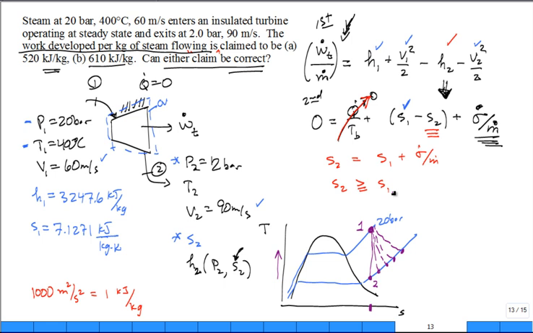So you substitute in here, say that's going to be 7.1271. And then you go take a look. I'll pause right here, and I want you to tell me what is H2 knowing S2 and P2. You have your tables. Go ahead and take a look.